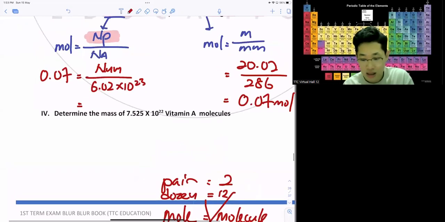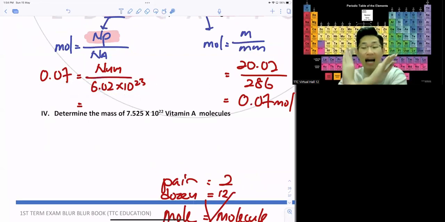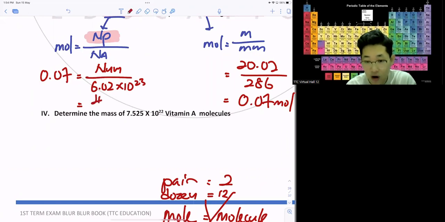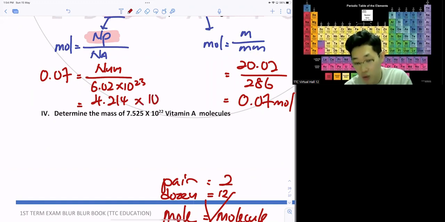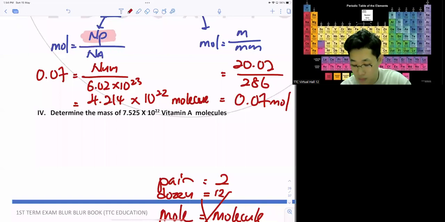So from here, you just have to move this to the other side. It becomes times. Very good. So we times it, and we will be getting 4.214 times 10 to the power of 22 molecules.